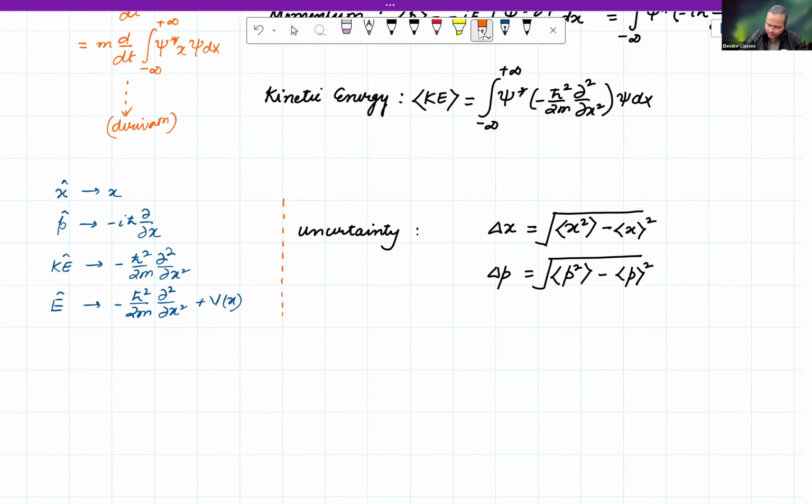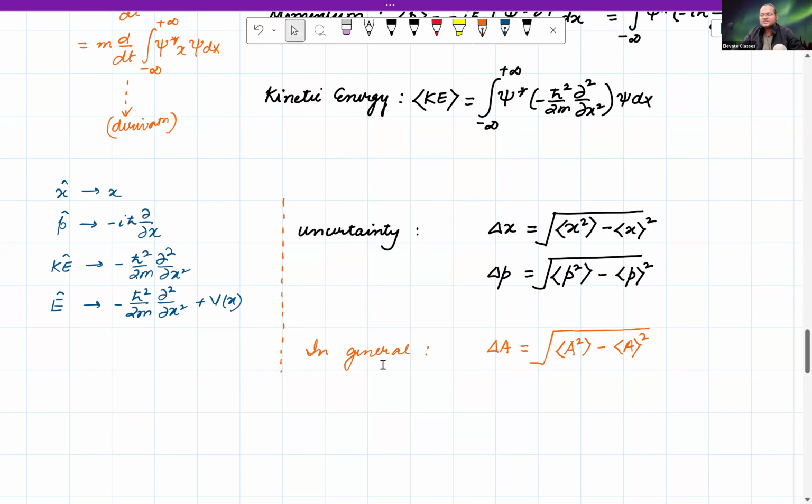In general, if you have any operator, let's suppose A, and you want to find out the uncertainty associated with A, then for that quantum state, you find out the expectation value of A square and the expectation value of A, and take the square root of the difference. This is coming from statistics, okay? And then you get the uncertainty associated with that particular operator.